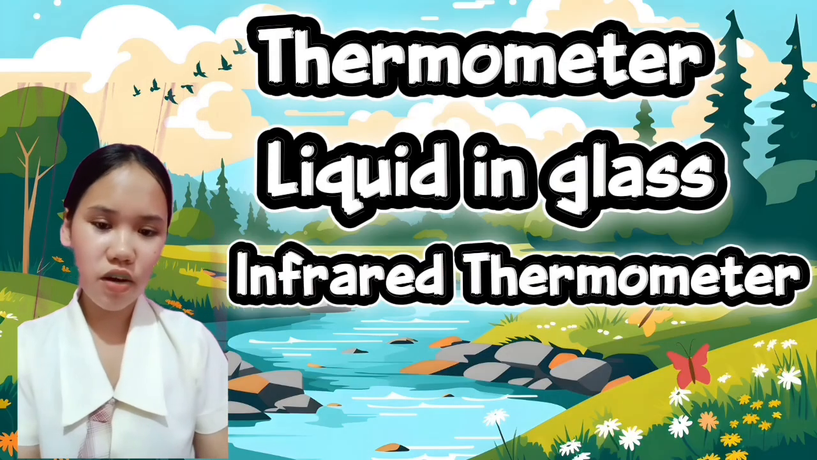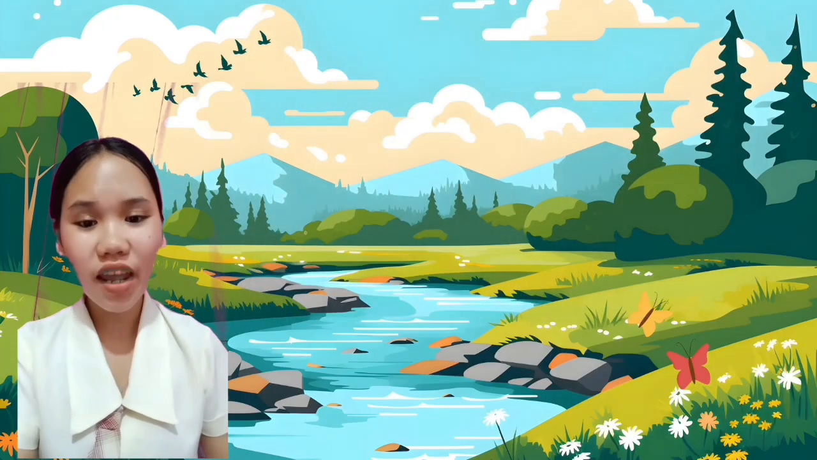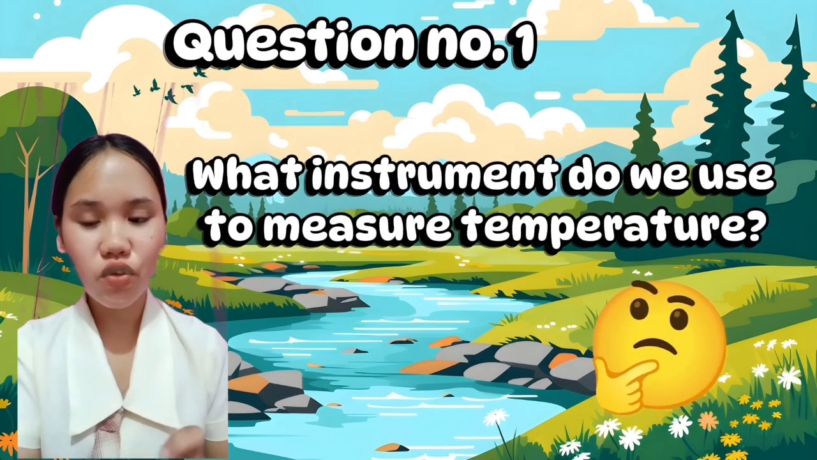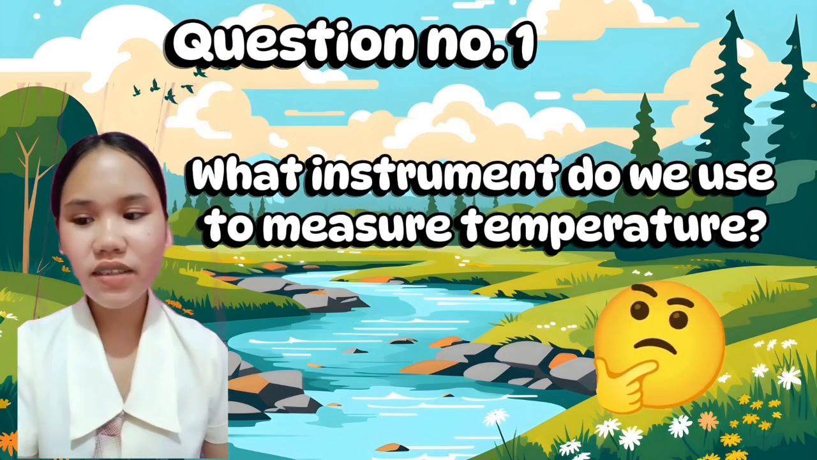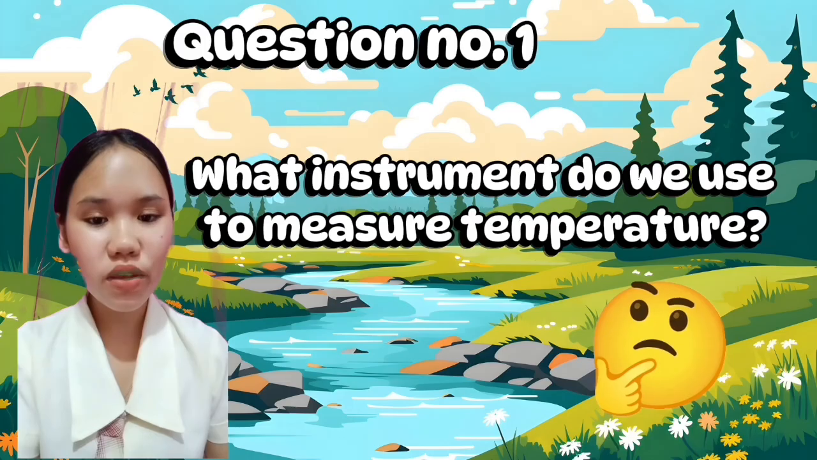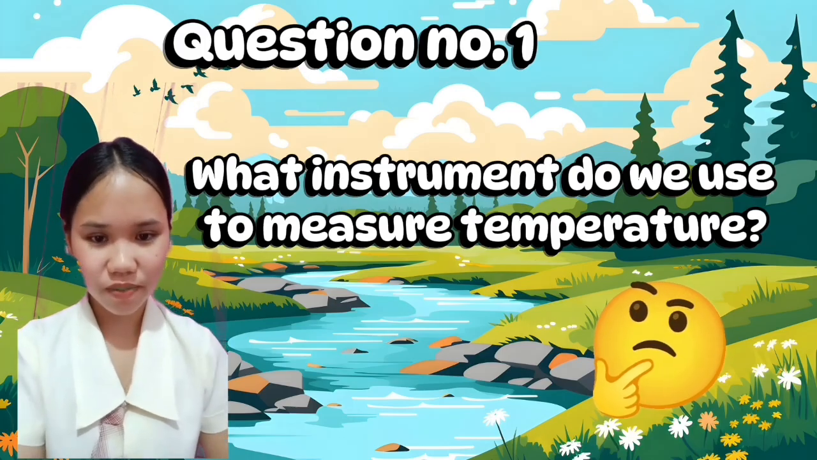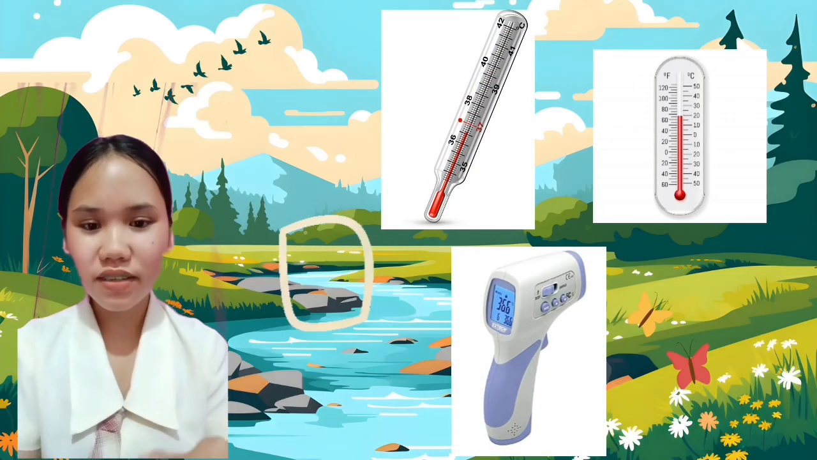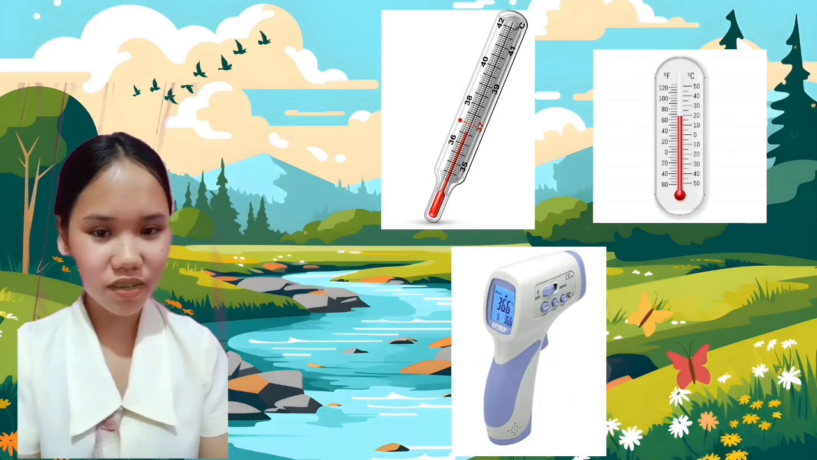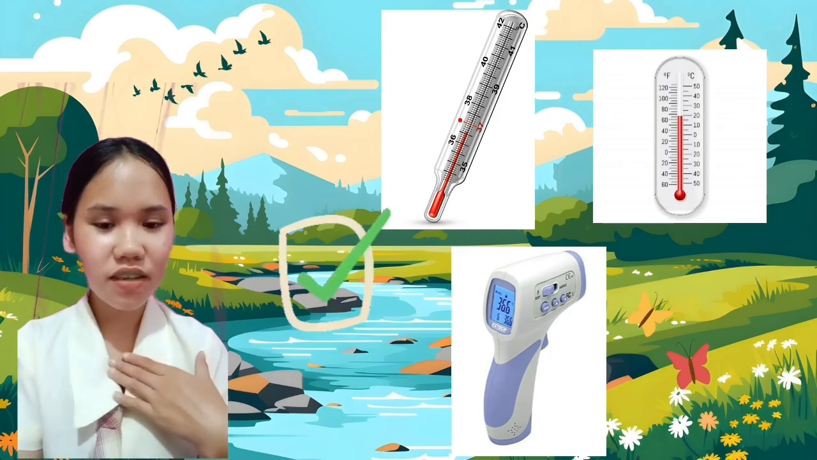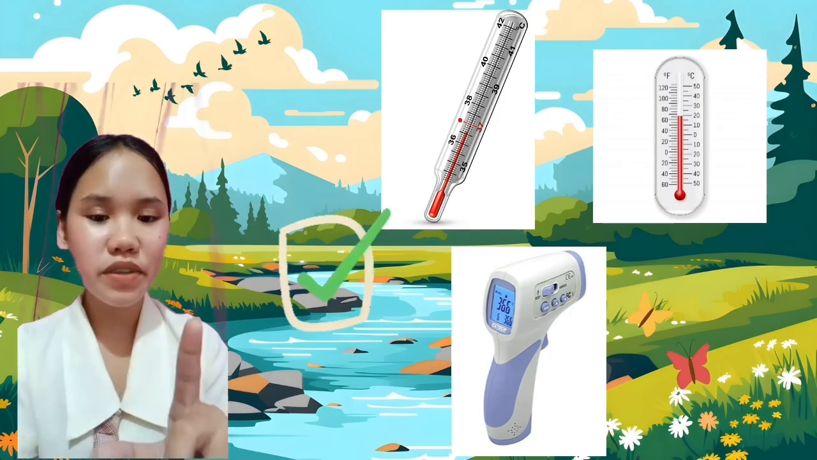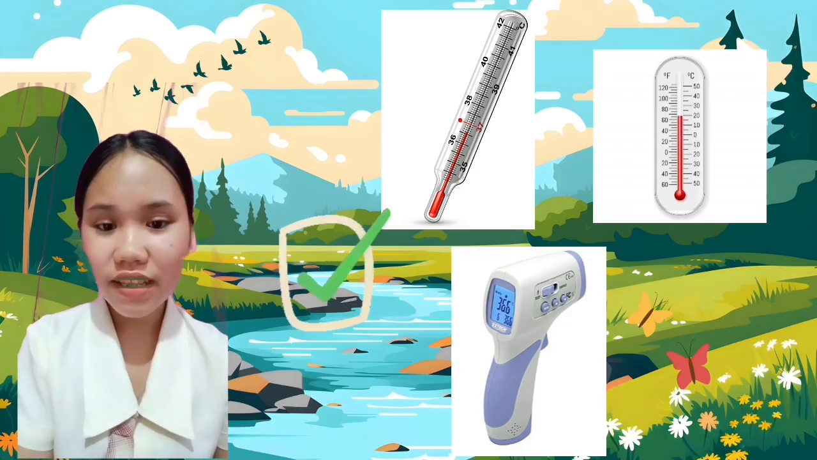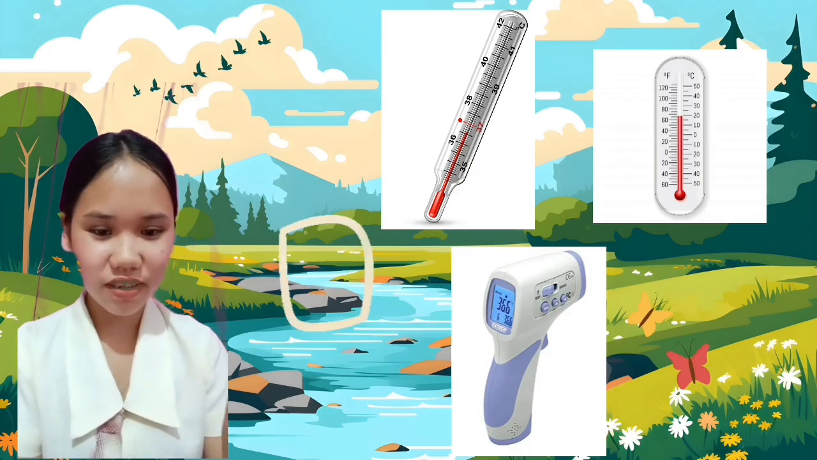So for you to really know, I want to ask a question, and I want you to answer honestly. What instrument do we use to measure temperature? Again, what instrument do we use to measure temperature? Correct. We can use a thermometer, and some of you might answer infrared thermometer, or even the traditional thermometer, which is called liquid in glass. So that is correct, children.